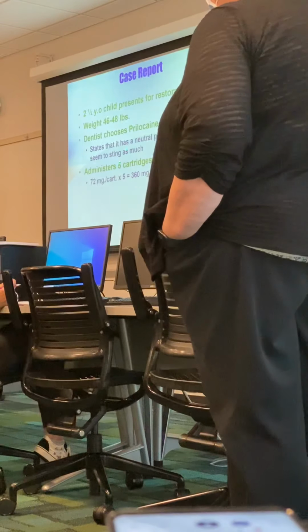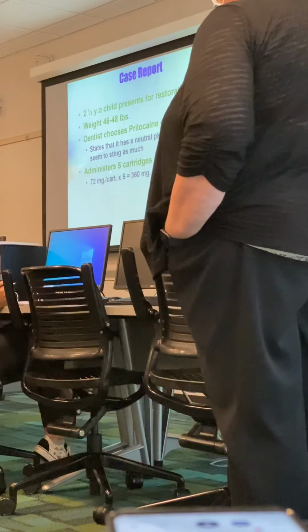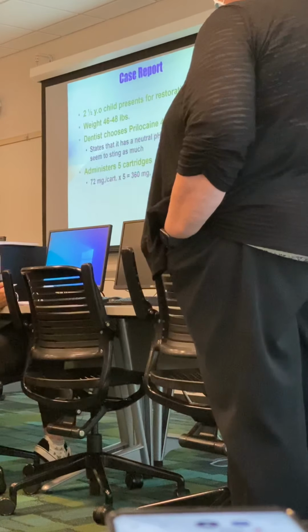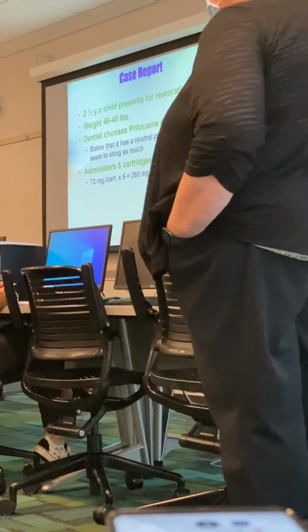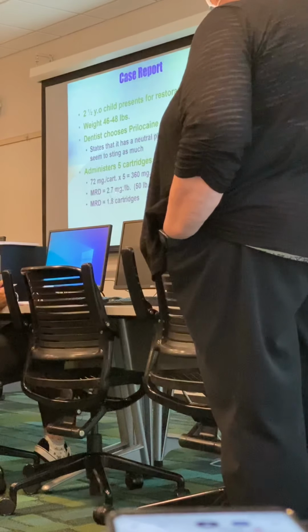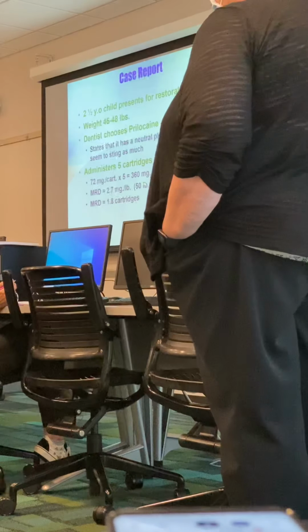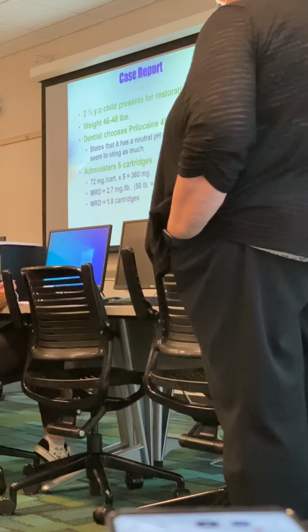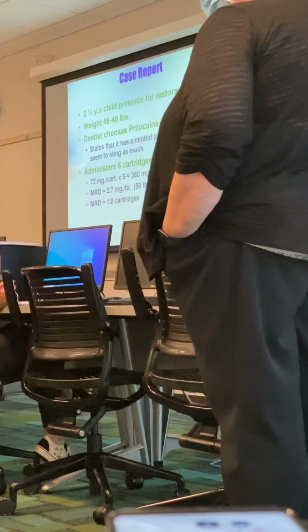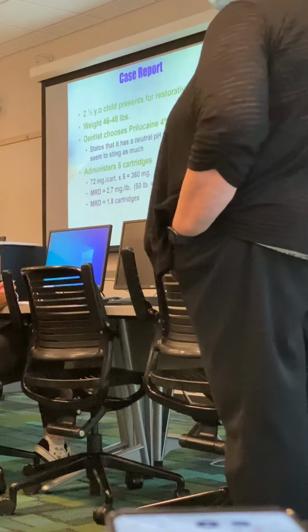So, if you look at it, 4% plain has 72 milligrams of anesthetic in the cartridge. They gave him 5 cartridges, so this child received 360 milligrams of Prilocaine. Maximum recommended dose is 2.7 milligrams per pound, so a 50-pound child would be 135 milligrams. Again, 1.8 cartridges. So this dentist overdosed this child.